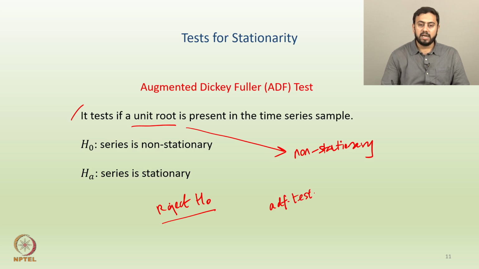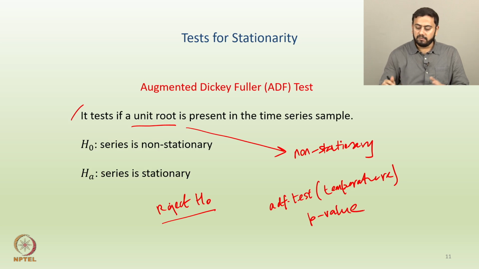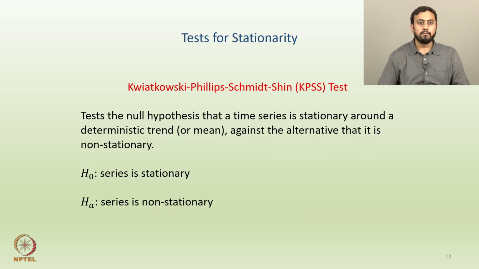If you apply adf.test on any time series, let us say temperature data, just an example, it will give you a p value. Any ADF test in a software produces a p value, and you can compare that p value with the significance level. If the p value is less than alpha, then you reject the null, otherwise you fail to reject the null. Make sense? So, the first one is called the ADF test.